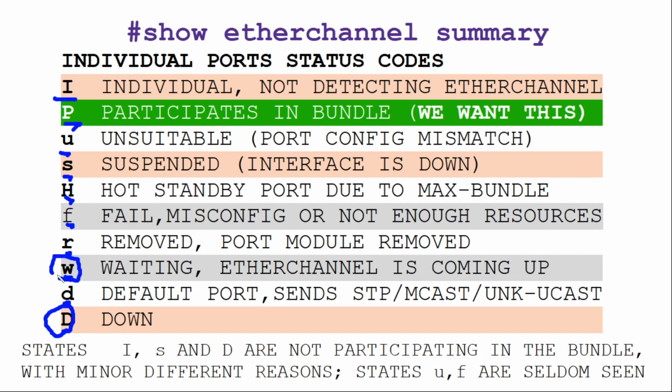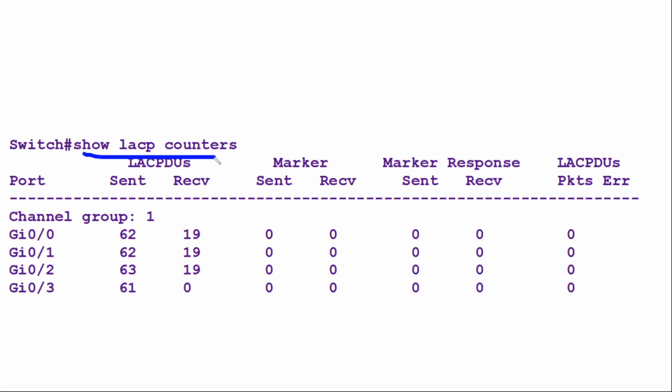If after some time an interface didn't receive any frame at all from the other side, it can show as S or as an I, depending on how you configure your EtherChannel. But if an interface is actually participating in an EtherChannel that is in up mode, you will see P, capital P. We want this. So show LACP counters will give you a hint of whether an interface is receiving frames or not from the other side.